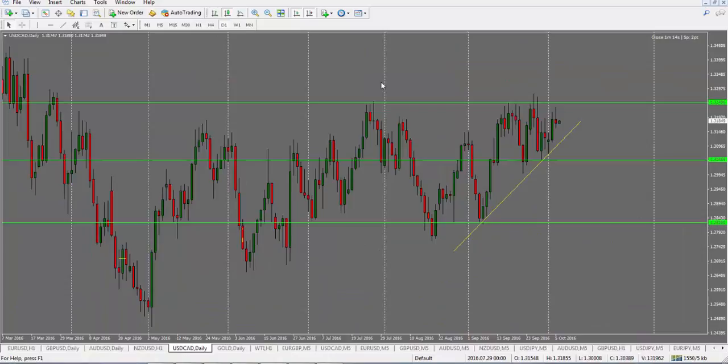From the daily perspective, we do see a pin bar, which would suggest a further move to the downside. However, we are looking at the price being contained by this uptrend line. So that's it for our daily analysis.